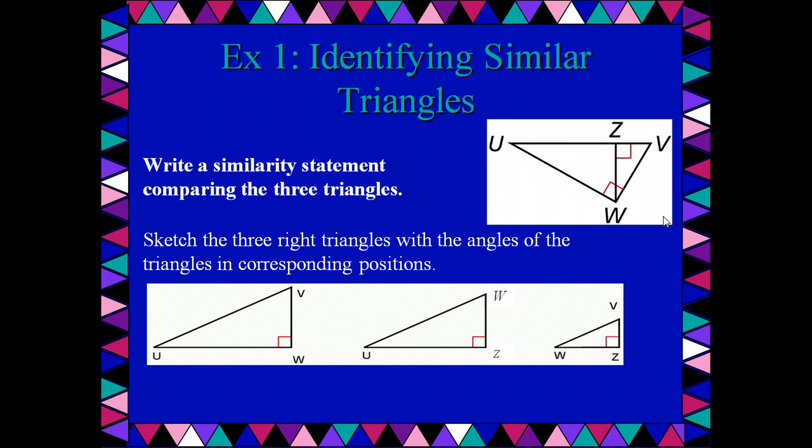And the last one is WVZ. Then we can write, by Theorem 8.1.1, triangle UVW is similar to UWZ, which is similar to WVZ.